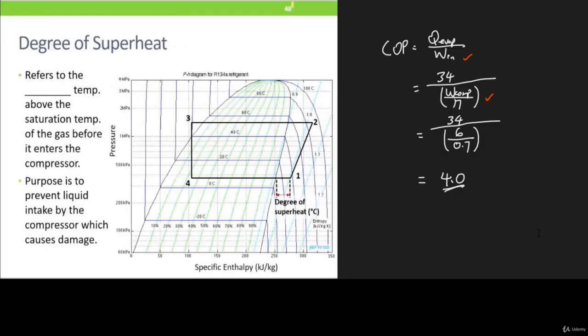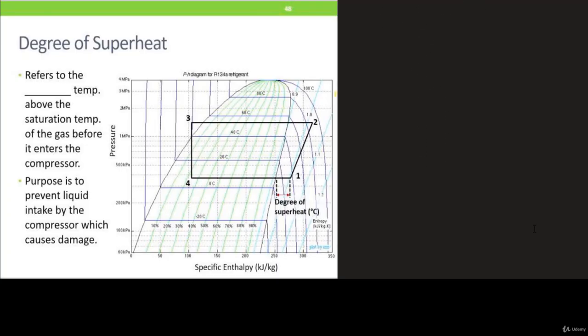These two terms are actually referring back to your pH diagram. First is degree of superheat. What is degree of superheat? Degree of superheat refers to the temperature difference between this point, when it just touches saturated vapor, all the way until T1, the compressor inlet temperature. Because there's a small gap over here, what is the temperature difference between these two? That is the degree of superheat. So it actually refers to the additional temperature above saturation temperature.